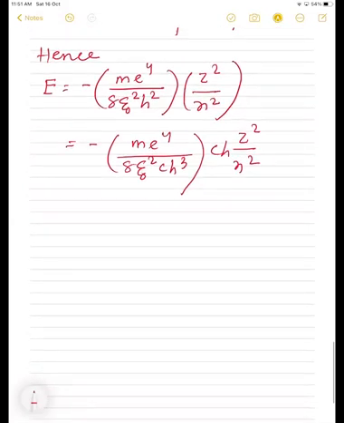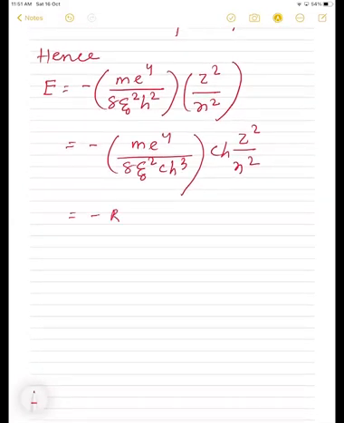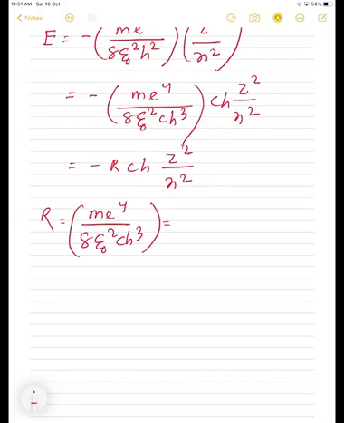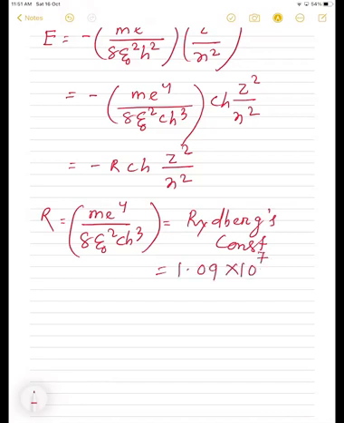We are trying to bring it into a format for total energy, because it is not possible to remember all the formulas. Z square by n square. And if you put the value of R, R is Rydberg's constant, right? Let me tell you here: the m e to the power 4 by 8 epsilon naught square c h cubed is equal to R, that is Rydberg's constant. Its value is 1.09 into 10 to the power 7 meter inverse.